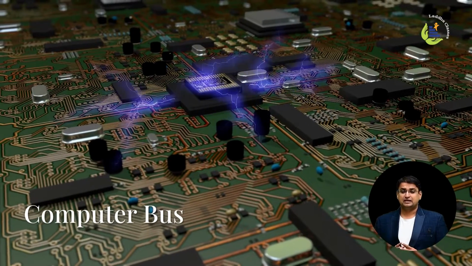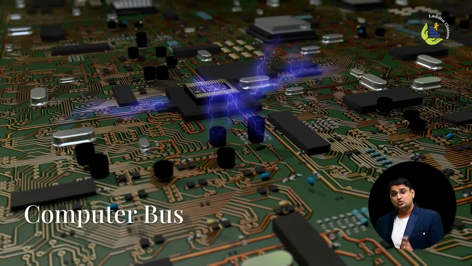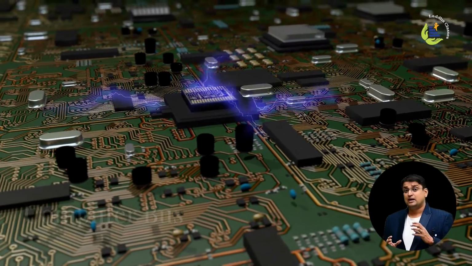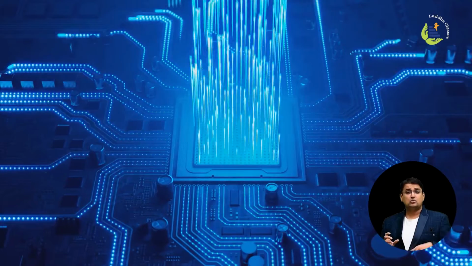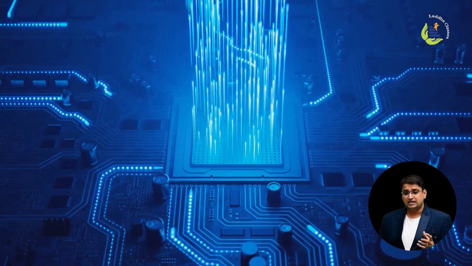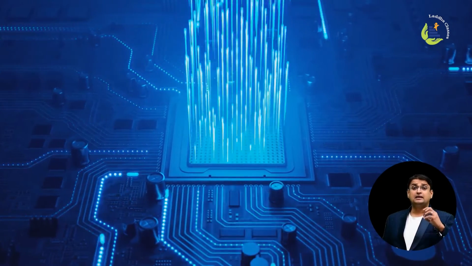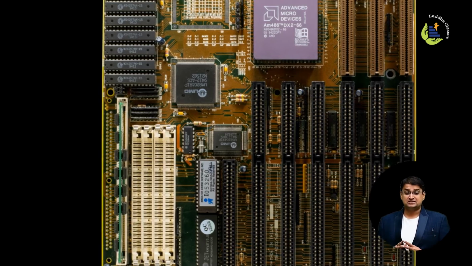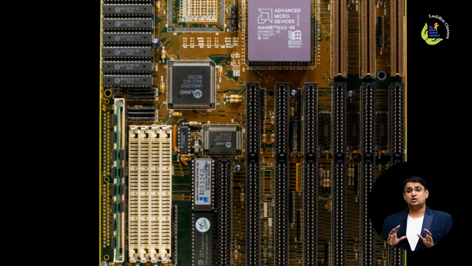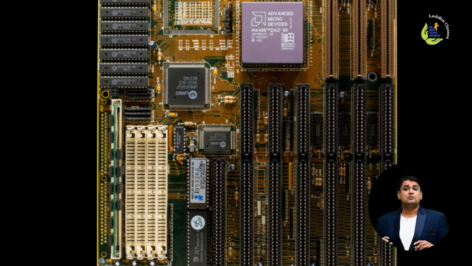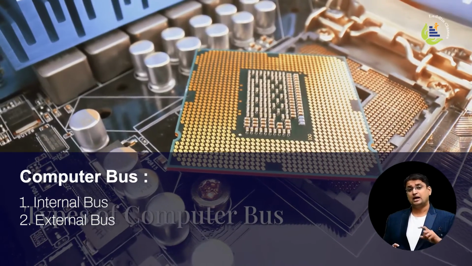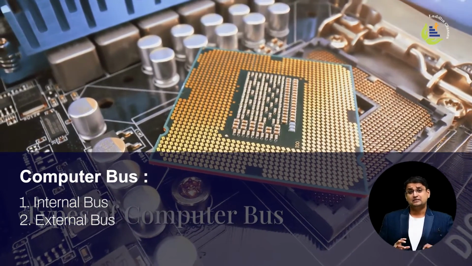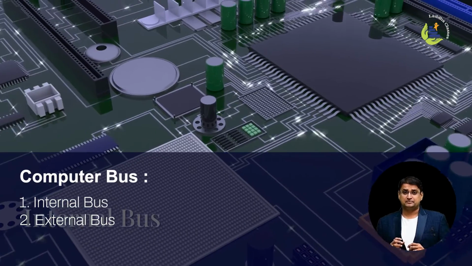A bus is a set of wires used for interconnection where each wire can carry one bit of data. In other words, bus is a set of electronic signal pathways that allows information and signals to travel between components inside or outside of a computer. A computer bus can be divided into two types: internal bus and external bus.